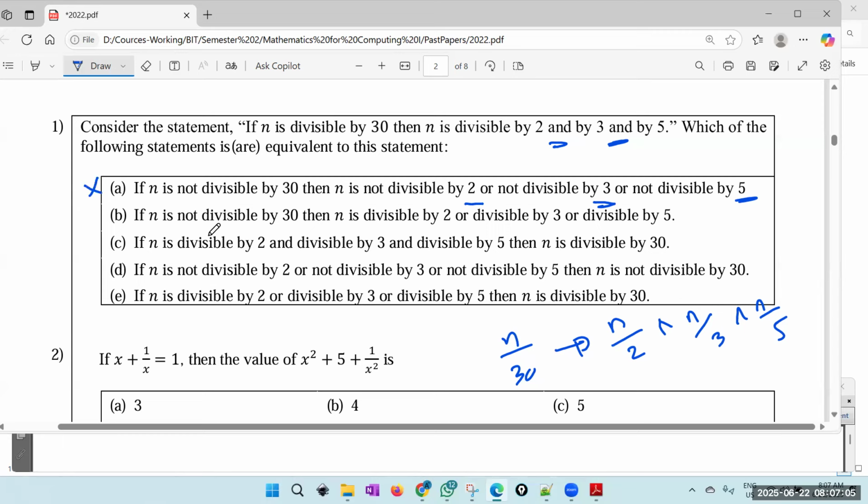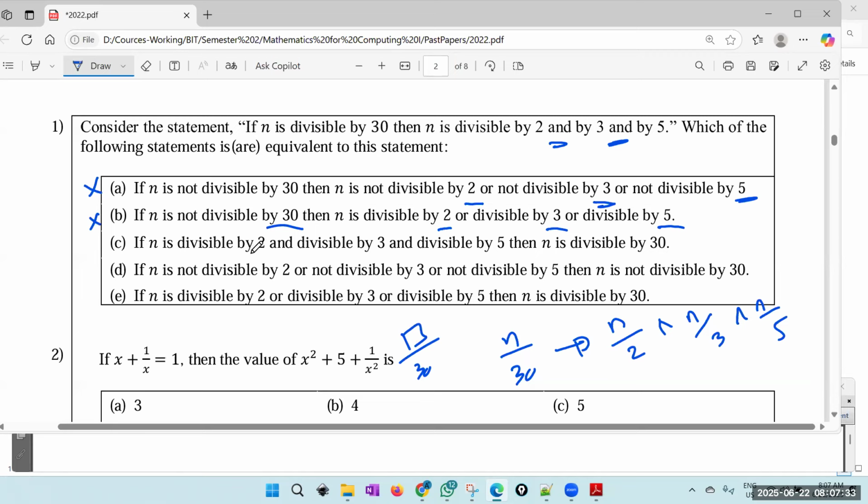If n is not divisible by 30, n is divisible by 2 or 3 or 5. So I don't think we can say that either. Just because n is not divisible by 30, can we say that it is divisible by any of these? There can be, for example, a prime number that is not divisible by 30, and of course that prime number is not divisible by 2, 3, or 5. I will say no.